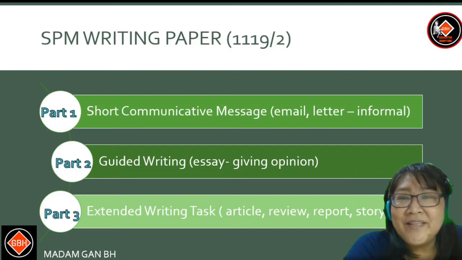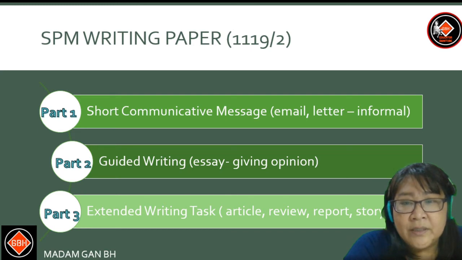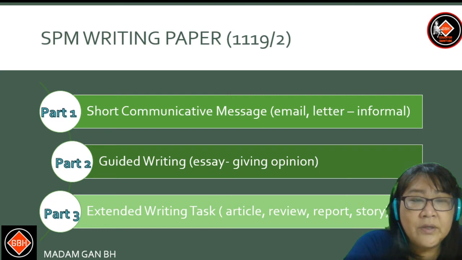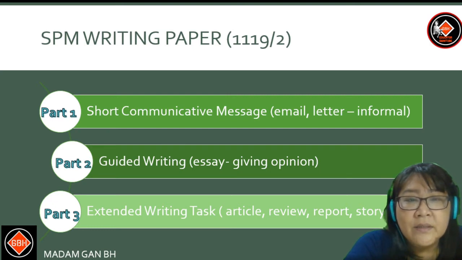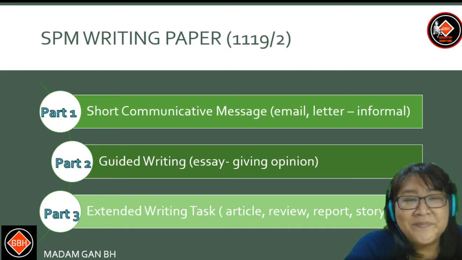Let's look at the summary of your writing paper. So part 1 is short communicative message, where you have to write an email or a letter which is informal. And part 2 is guided writing. You have to write an essay. Normally you have to give opinion. And part 3, extended writing tasks, where you have to learn 4 types of writing, which are article, review, report, and story. But in the exam, there are only 3 choices, so you have to choose one of them.